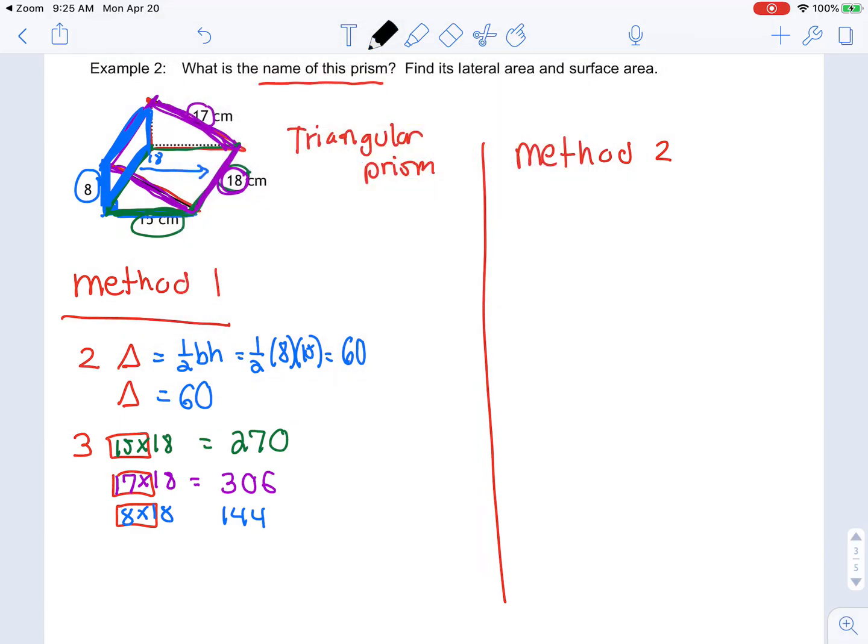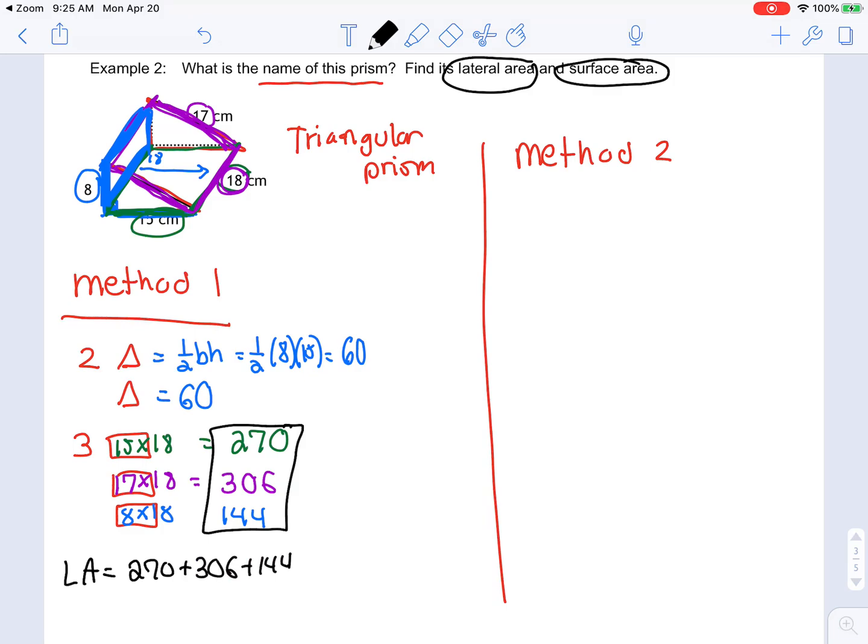So now, for our two different answers, we need lateral area and surface area. For our lateral area, we're just adding together the three lateral surfaces, 270 plus 306 plus 144, which is 720 centimeters squared. For our surface area, we're going to start with that lateral area of 720, and this time we're going to add both bases. So 720 plus 60 is 840 centimeters squared.